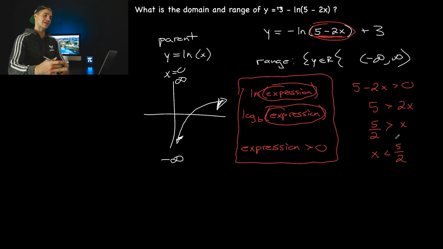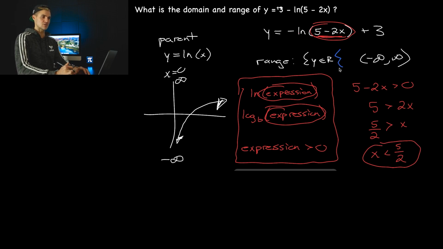For example, if we use 3, something that's not within that interval, and plug in 3, we'll have 5 minus 2 times 3, which is 5 minus 6, giving us negative 1, and you can't ln negative 1. And it also can't be 2.5, or 5 over 2, exactly, because if we plug in 2.5, we'll have 5 minus 2 times 2.5, which gives us 0. We can't ln 0. So it's not x is less than or equal to 5 over 2. X has to be less than 5 over 2. So that's what the domain would be.